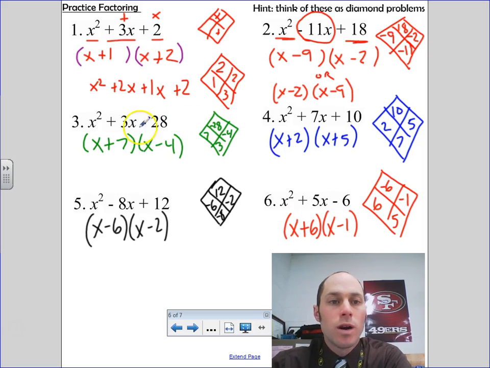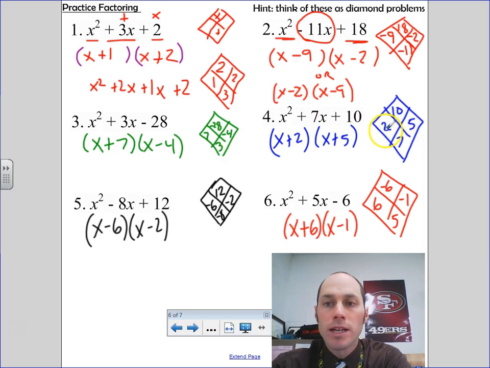All right, so you can check your work on those. Keep in mind when our product is negative, we have to have one positive and one negative. The one with the larger absolute value will be the one determined by the sign of the sum. Since this is a positive, 7 has to have the larger absolute value. So 7 is positive, 4 is negative.